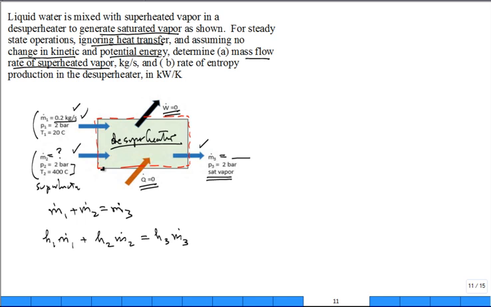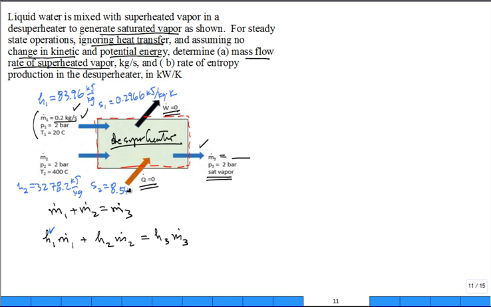All right, so you basically say, I like to put little check marks. Can I get H1? Sure, I can get H1. When I go get H1, it's 83.96 kilojoules per kilogram. I can right away get S1 because I look at part B, I need entropy: 0.2966 kilojoules per kilogram Kelvin. Can I get the properties at state 2? How about H2? H2 is 3278.2 kilojoules per kilogram. How about S2? S2 is 8.5435 kilojoules per kilogram Kelvin.